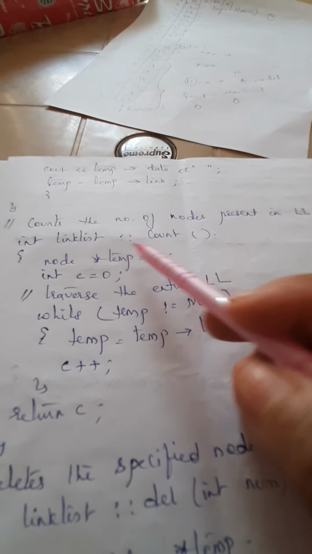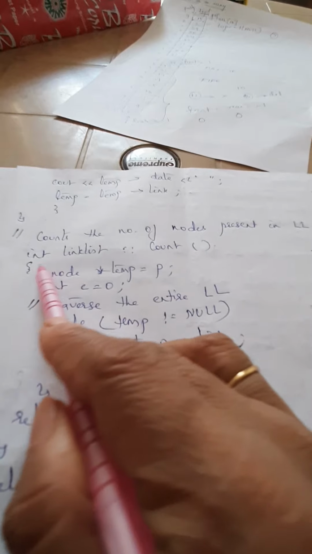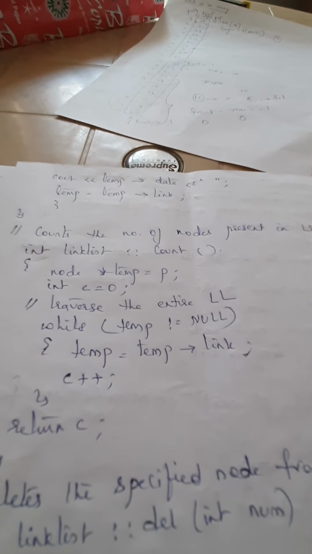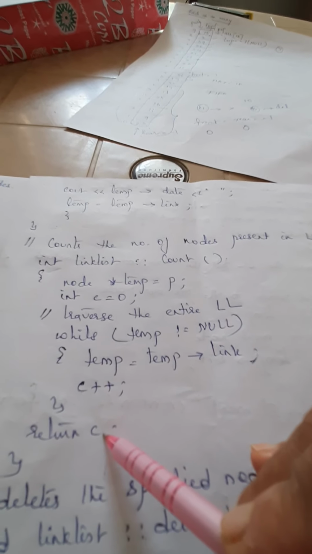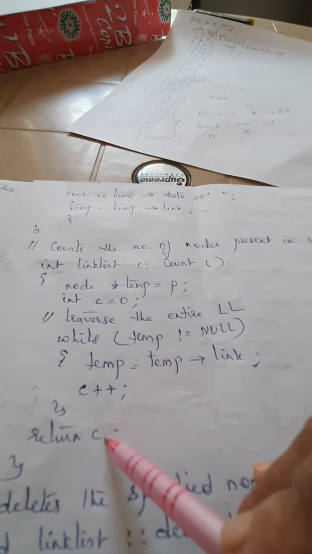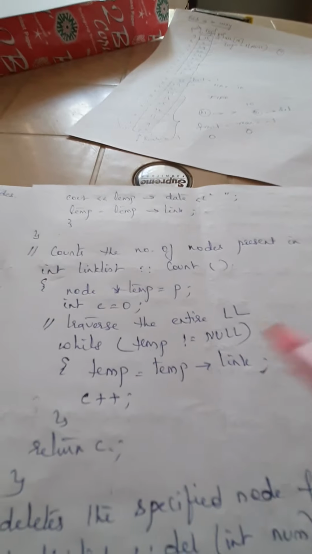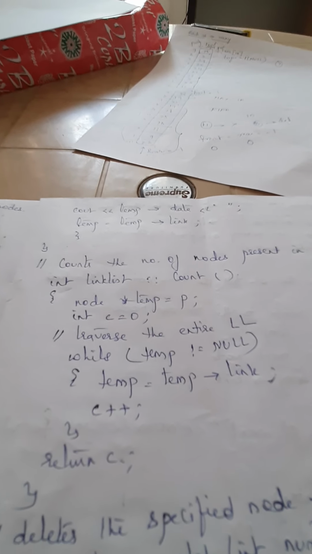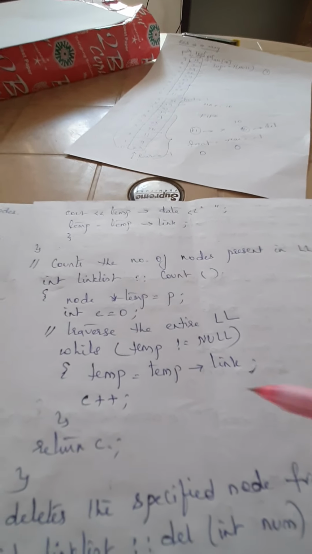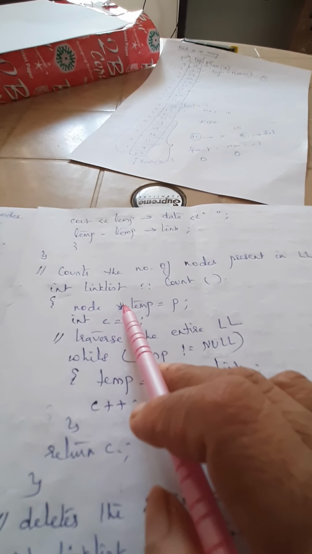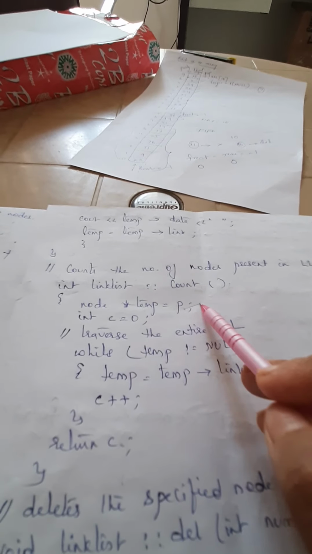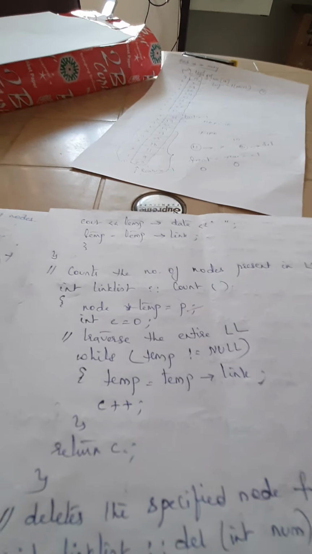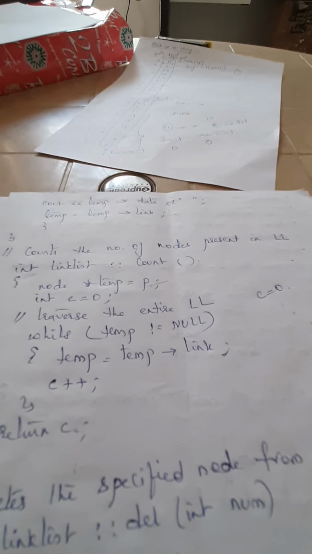Now here linked list count, and int is the data type that you are going to use, because we are returning the value of that particular variable outside this function. So we have to use the data type of the return type that you are using for the variable. So since it is integer, we are using int linked list count. So node star temp is equal to p. So whatever p value is there will be initialized with the temp variable. Int c is equal to 0. So we are initializing c value with 0.